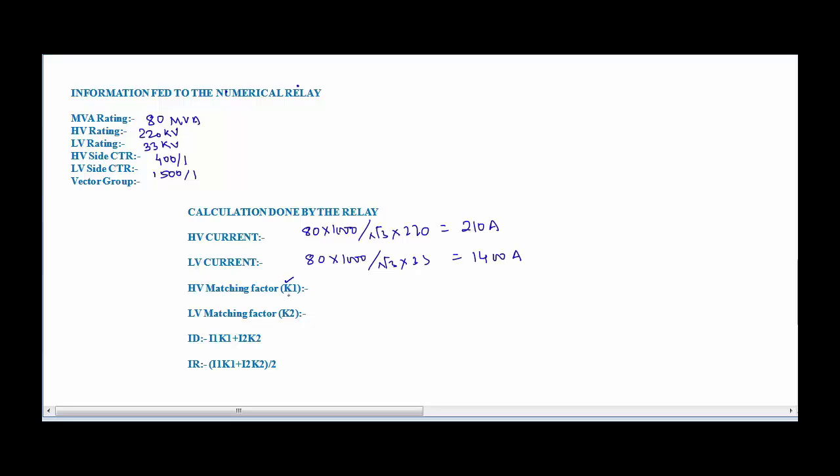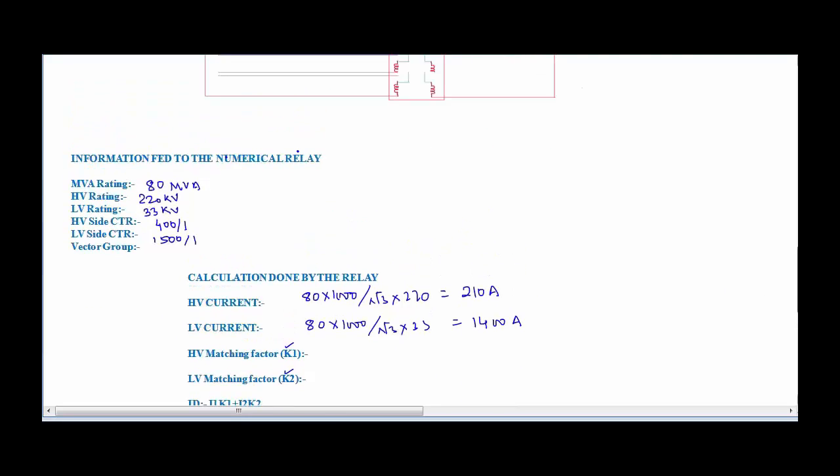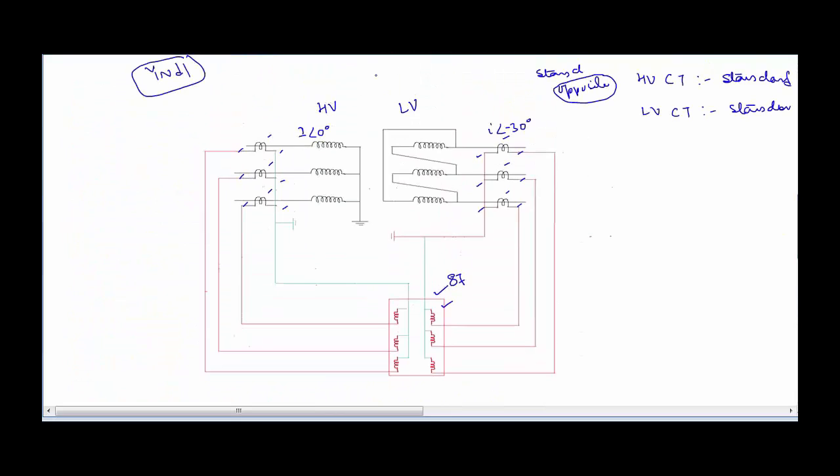It is also known as amplitude matching factor, and the LV side matching factor is K2. Now why do we need these two calculations? Let's consider that the transformer is loaded to 80 MVA. So the loading on the transformer is 80 MVA. It means that the current the primary will be drawing is around 210 amperes, and the secondary line current will be around 1400 amperes. Here the CT ratio was 400:1, and here the CT ratio was 1500:1.